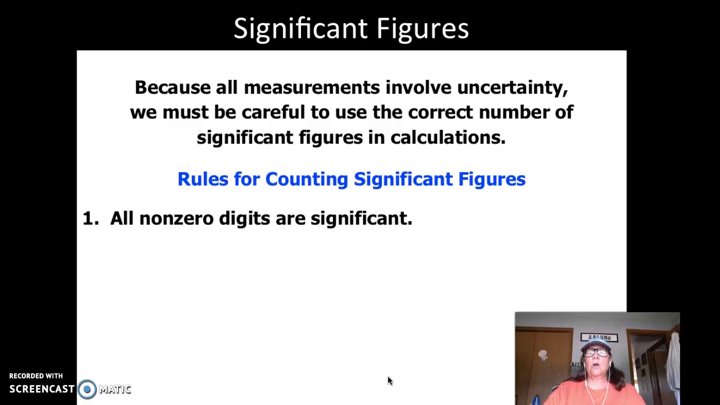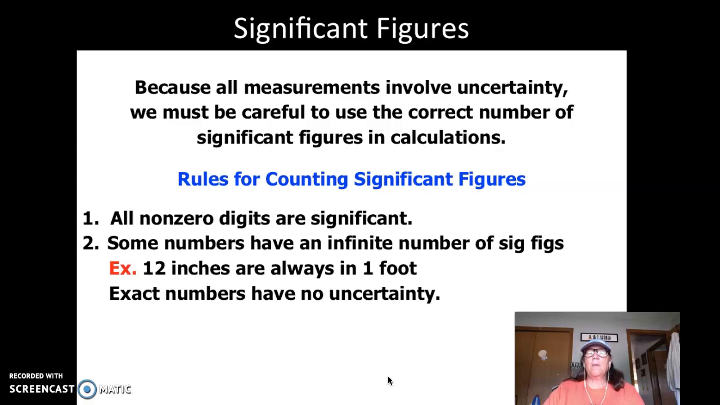So what are the rules? These are in your book. I'll go through them kind of quick, but we'll work on them some more. One thing to remember, if it's not a 0, it's significant, always. Some numbers have an infinite number of significant figures, like 12 inches are always in 1 foot. If it's an exact conversion, you don't have to worry about significant figures. Like there's 60 seconds in a minute. We know that. I'm talking about when you take a measurement.